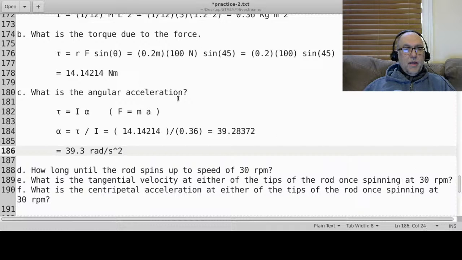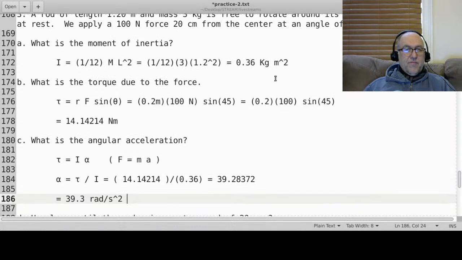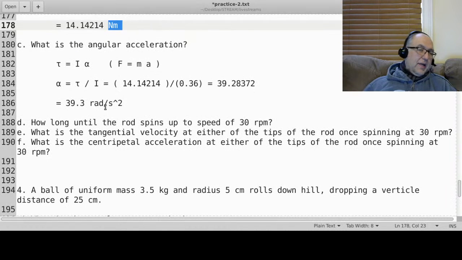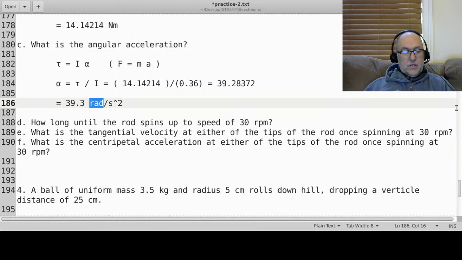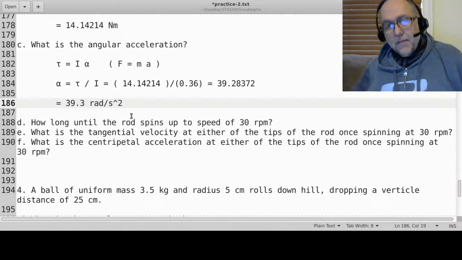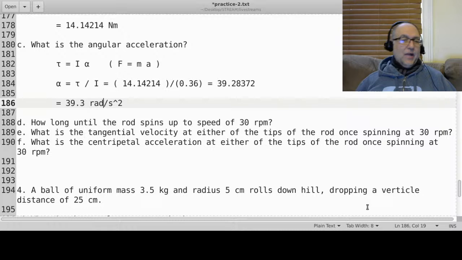Okay. At this point, you might go, whoa, where did the radians come from? Because over here there are no radians, and over here there are no radians. And just remember that radians are not a real unit. You could have written 1 divided by second squared, but we do write radians in there just to remind us that we're talking about an angle here.